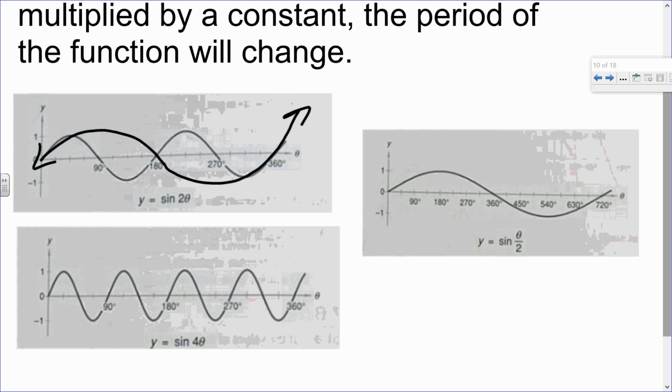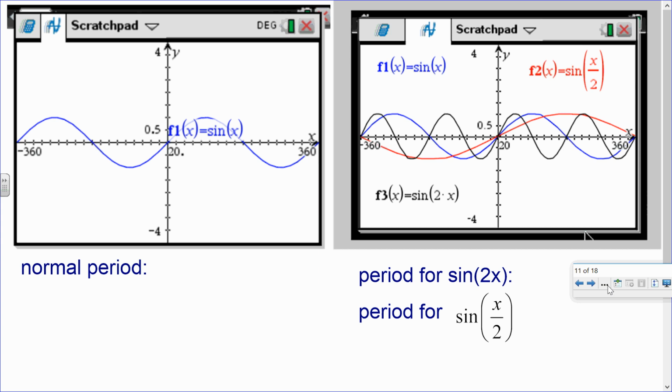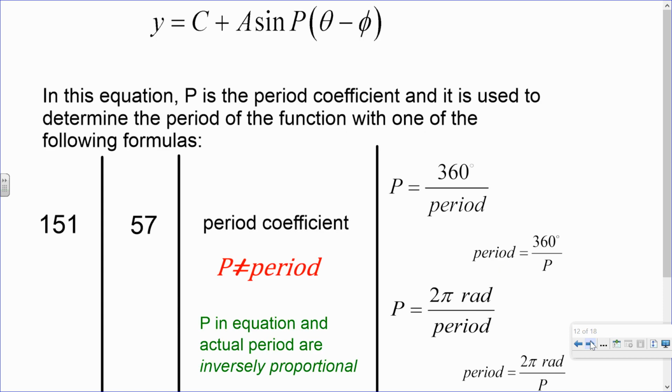So the bigger the number before theta, the shorter the period is. The smaller the number in front of theta, the bigger the period is. They are inversely related. And I've basically got some of the same functions up here again. That's basically just a repeat from the graphing calculator. You can just see all three of them drawn on one screen here.